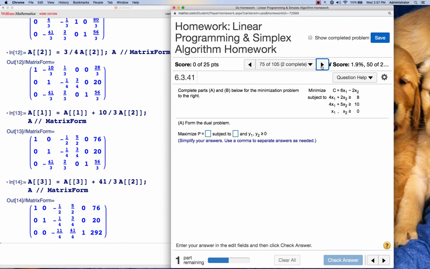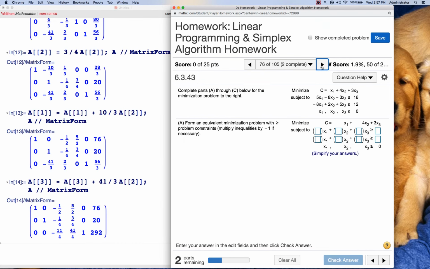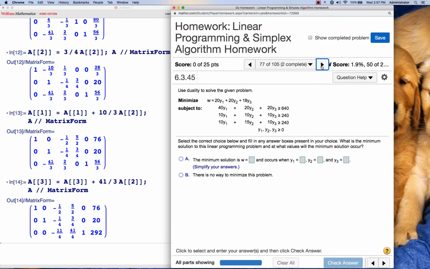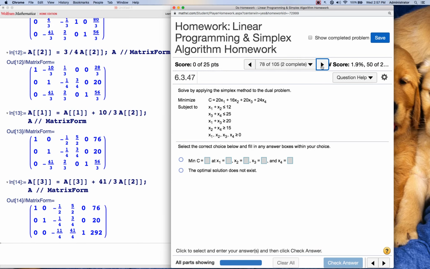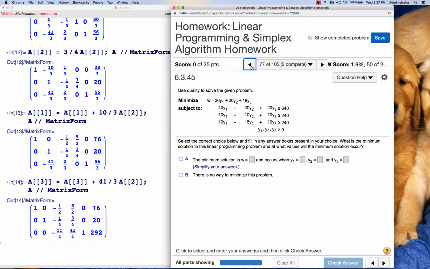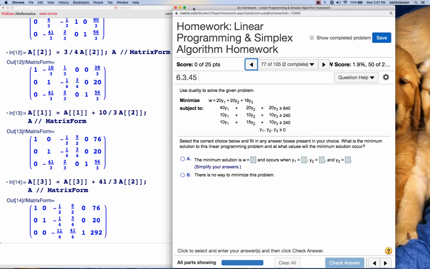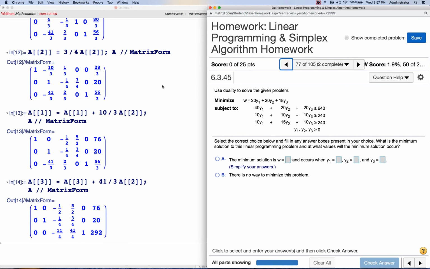Okay, let's see if we can find a word problem. It would be nice to find a word problem, but I think that's a little later on in your homework. Okay, I'll tell you what. Let's do problem 77. We'll wrap things up with problem number 77 in your homework.